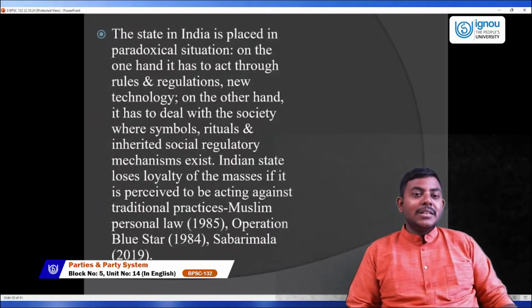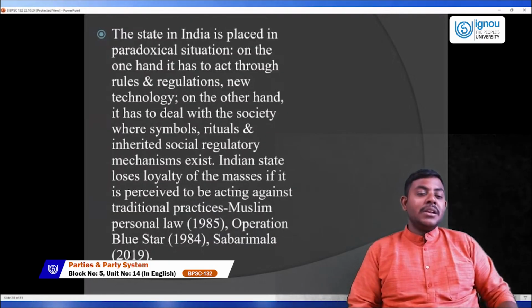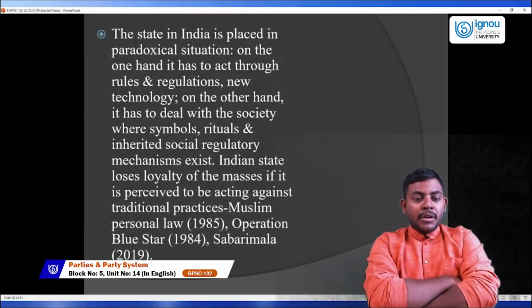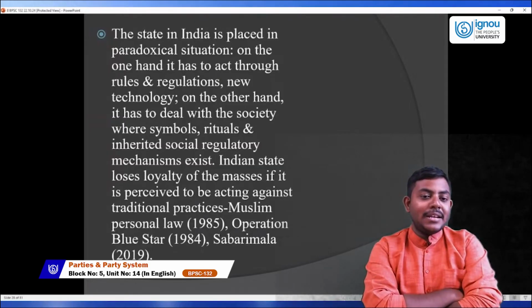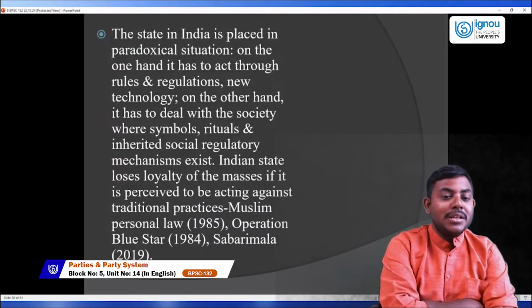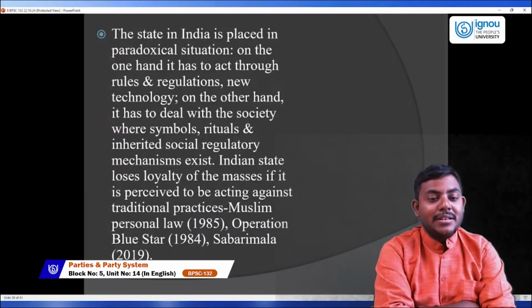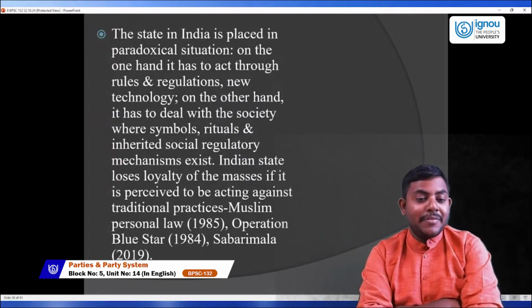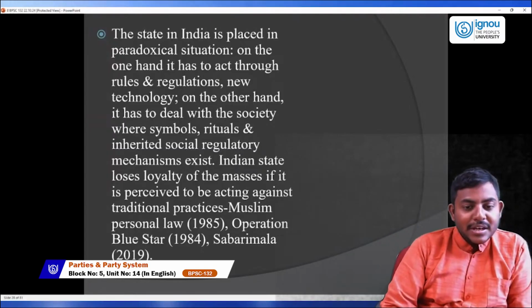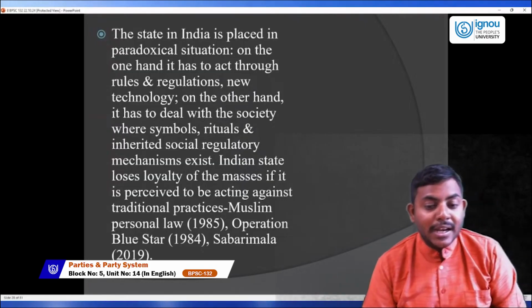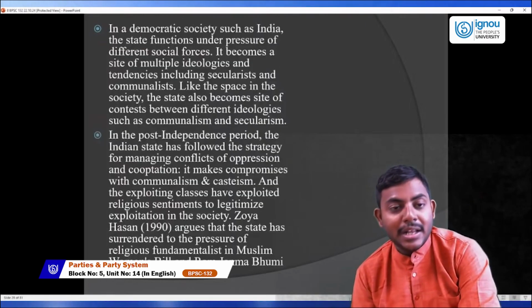The state in India is placed in a paradoxical situation. On one hand, it has to act through rules and regulations, through new technology. On the other hand, it has to deal with a society where symbols, rituals, and inherited social regulatory mechanisms exist. The Indian state loses the loyalty of the masses if it is perceived to be acting against traditional practices. Examples are Muslim Personal Law 1985, Operation Blue Star 1984, Sabarimala case 2019.